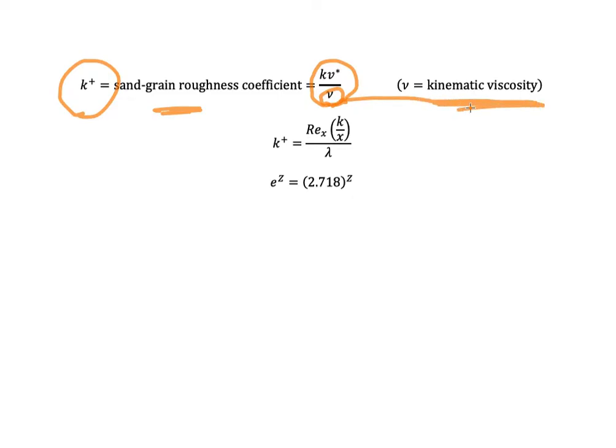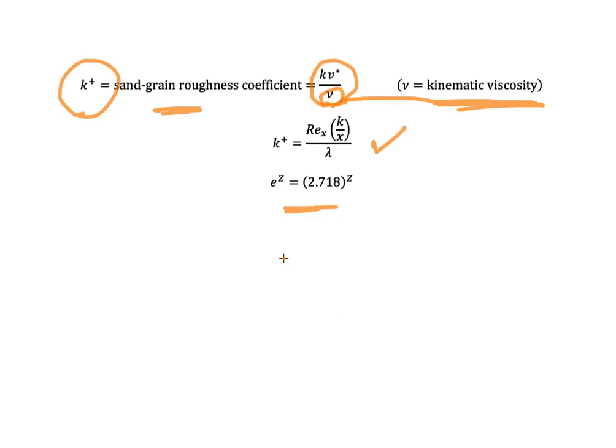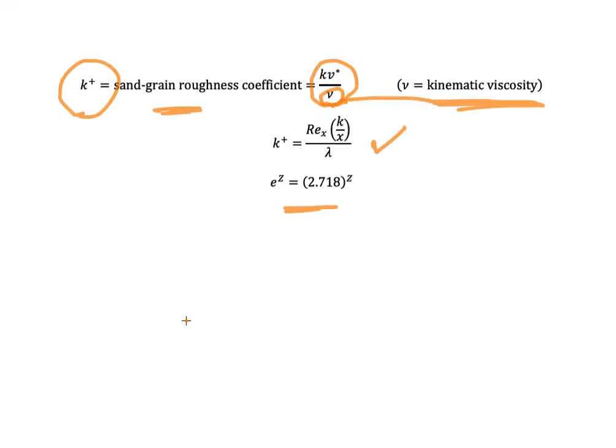And then for another equation related to this, we could write K plus equal to Reynolds number K over X over lambda. And then we have an e^Z here. The e^Z is the exponent to the power of Z, and Z is actually this term. So the exponent is 2.718. Okay, so we could substitute into this.